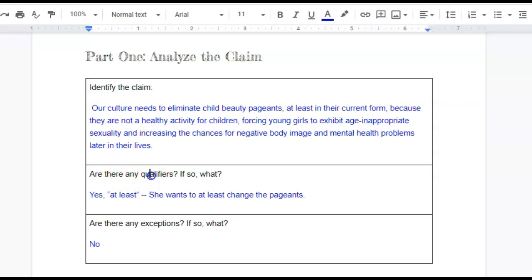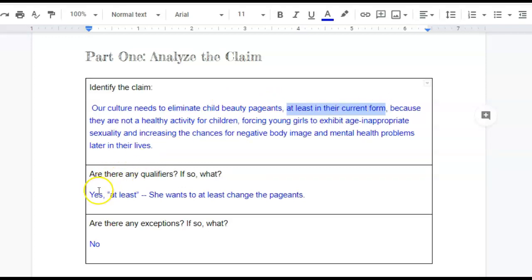And then, are there any qualifiers? A qualifier is if they limit or qualify their claim. In this case, she said that we need to eliminate beauty pageants. So she comes out with a very strong opinion. But then she limits that opinion and says, at least in their current form. That leads us to think maybe beauty pageants could continue if they were changed a little bit. So we don't necessarily need to eliminate them. We just at least need to change how they are now.